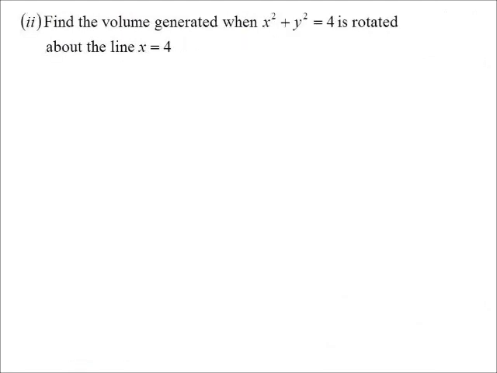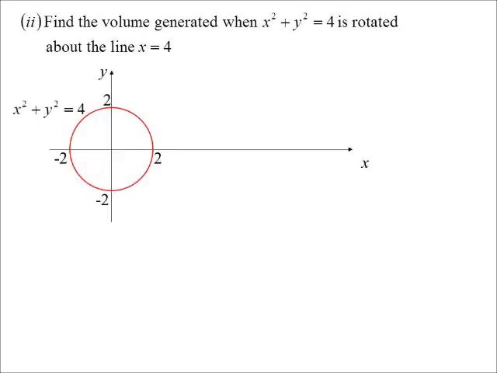Find the volume when x squared plus y squared equals 4 is rotated about the line x equals 4. We're going to end up with, there's our circle. We're going to rotate it around x equals 4. What shape do we get? Donut, mathematical name, torus.